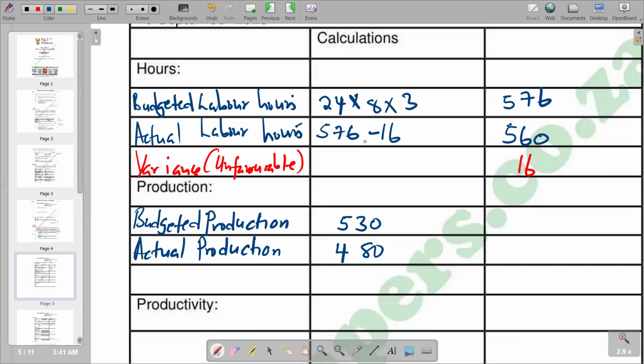By how much now? So it means these are figures that are also going to come here: 530, 480. So by how much now? We say 530 minus 480. It was 550, but this is unfavorable. So basically that's what we have on that part.